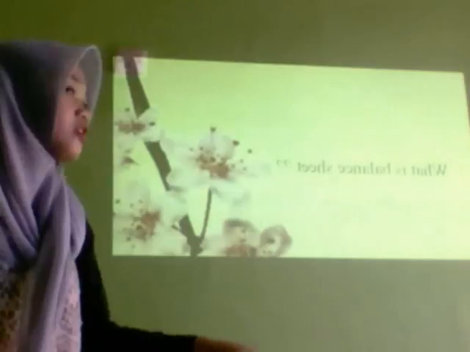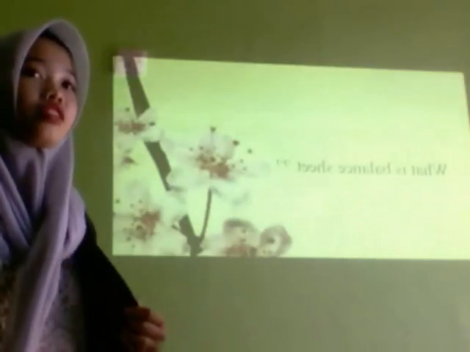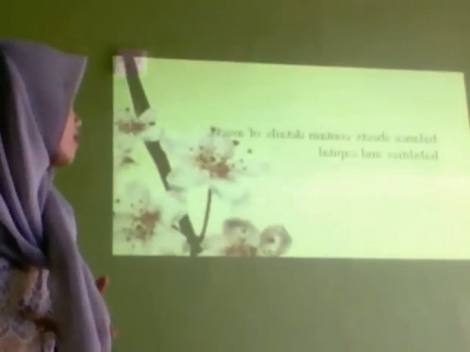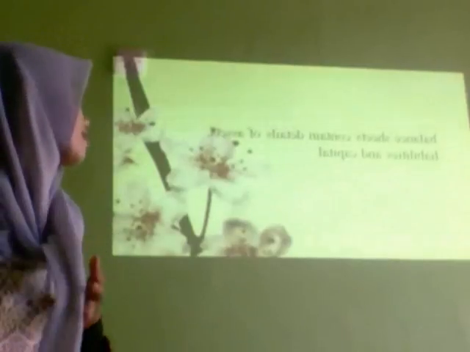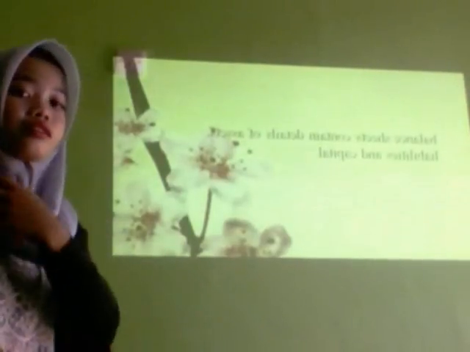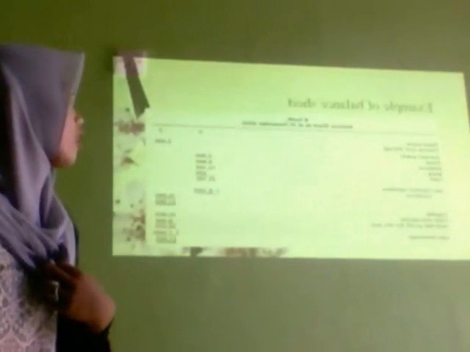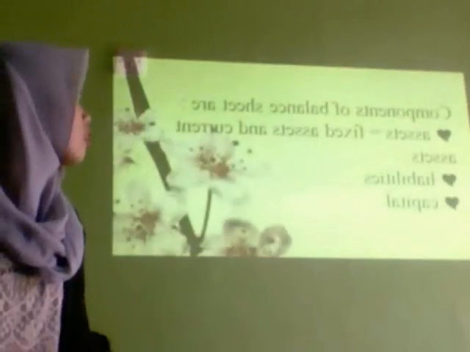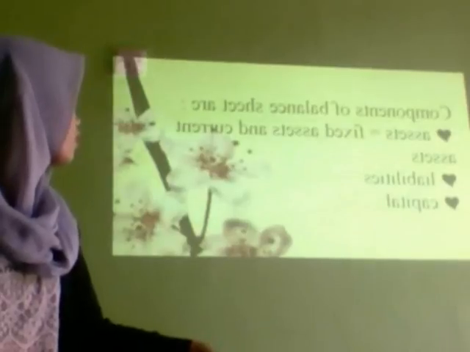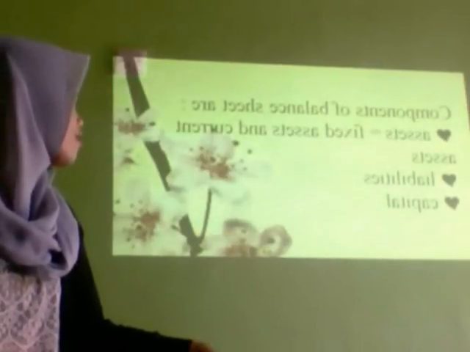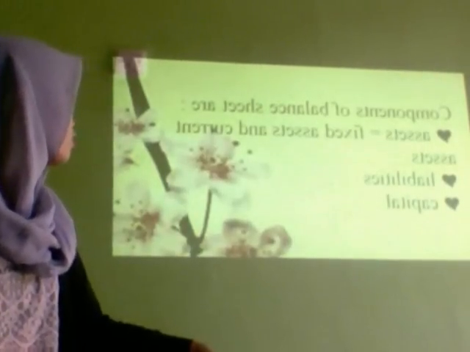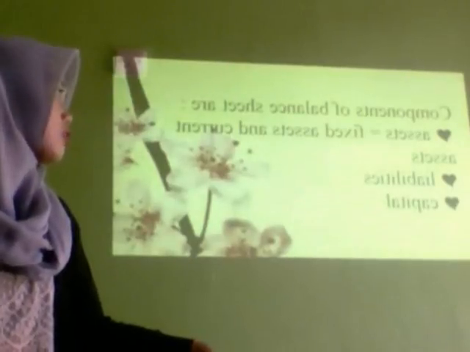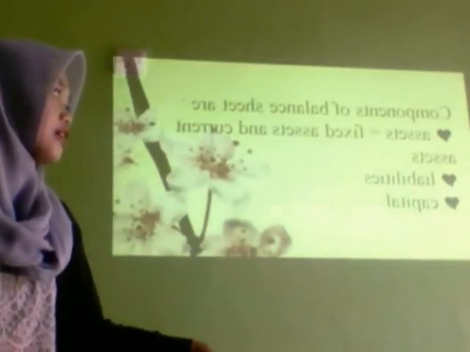What is balance sheet? Balance sheet contains detail of asset, liability, and capital. This is an example of balance sheet. Components of balance sheet are: assets, which are fixed assets and current assets, liabilities, and capital.